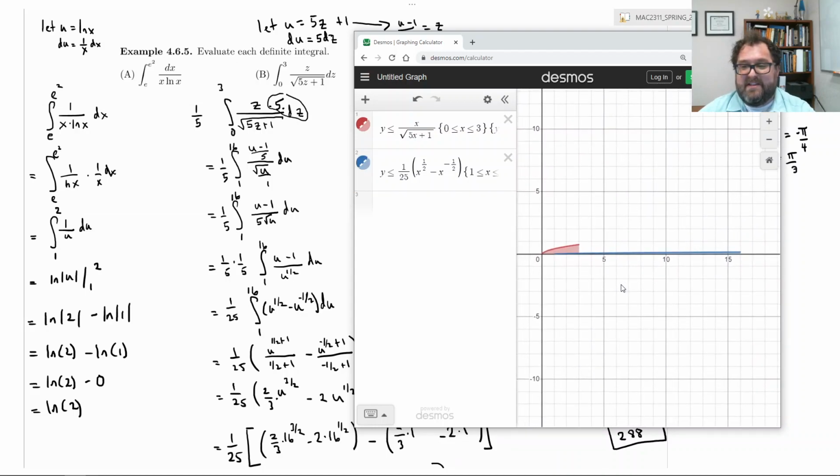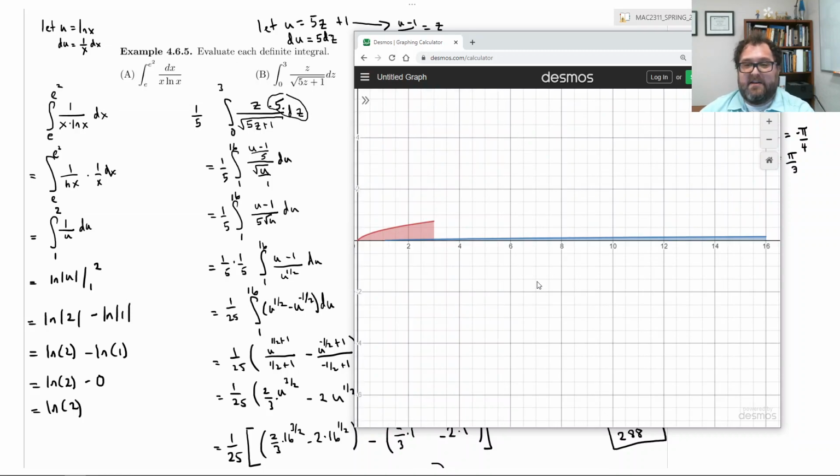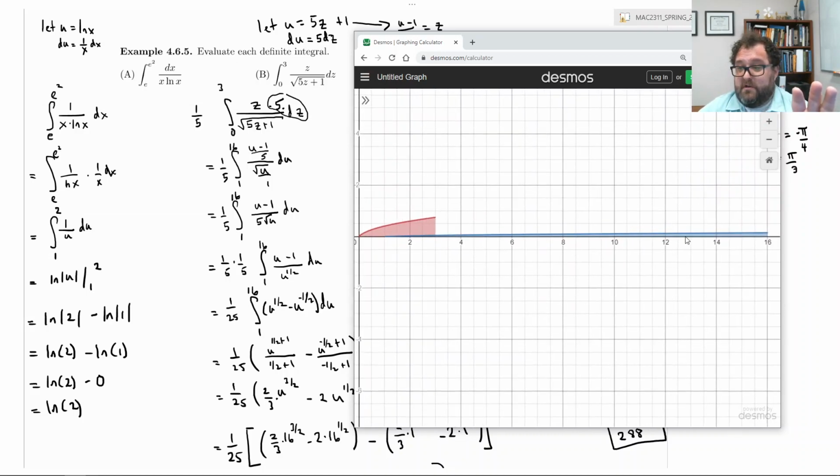Look there. So the original was the red. But in its current form, which was z over radical 5z plus 1, we were kind of stuck. We didn't have a good way to find the area via the fundamental theorem part 2. However, when we made our substitution, we then got this new function over here, the blue function, over the domain 1 to 16. So it's a really long, skinny domain.